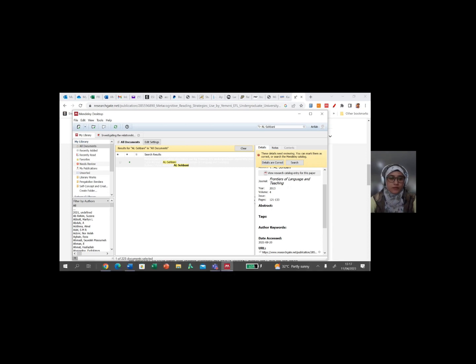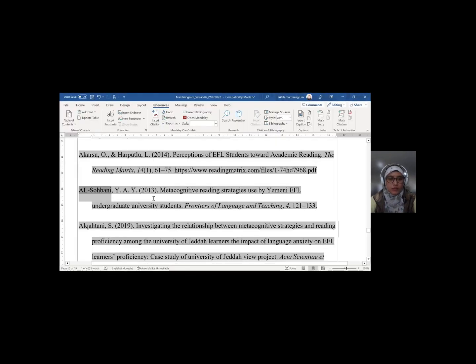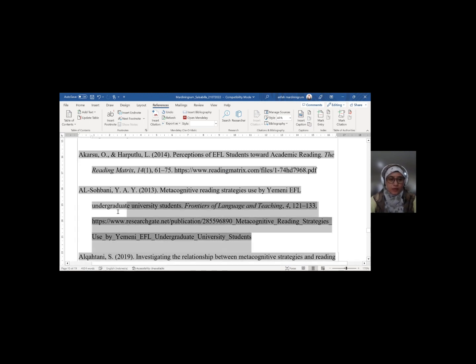You don't have to force it. Okay, we already put URL there. We can just refresh. You can see the URL is already available here. So that's why I really, really insist, please use Mendeley.